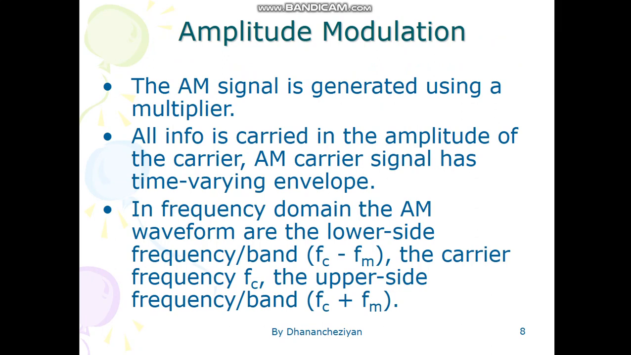In the frequency domain, the AM wave has three components, as I already discussed. The first component is FC minus FM, which is the lower side frequency band, the other component is FC, which is my carrier frequency, and the upper sideband frequency is FC plus FM.